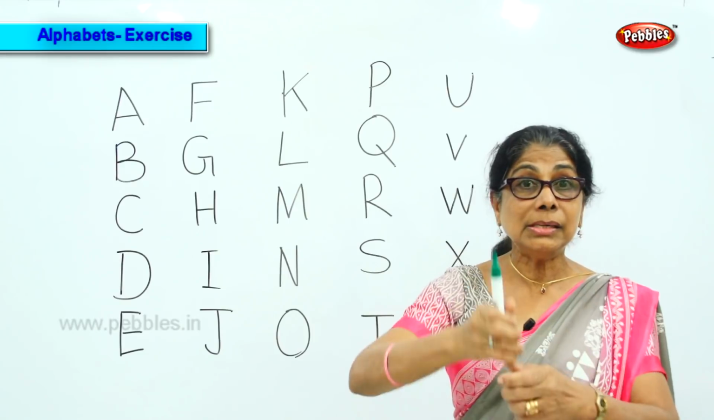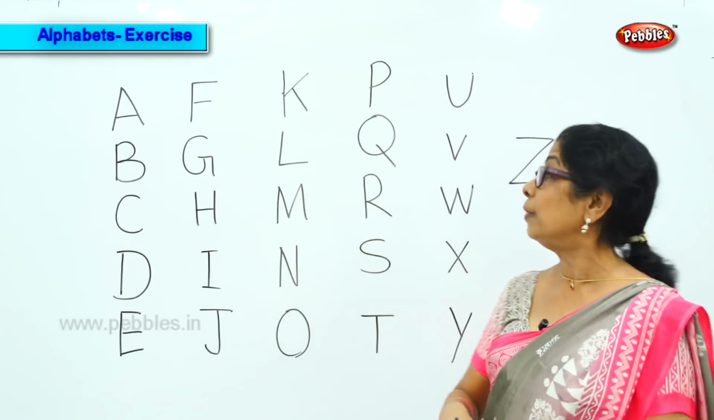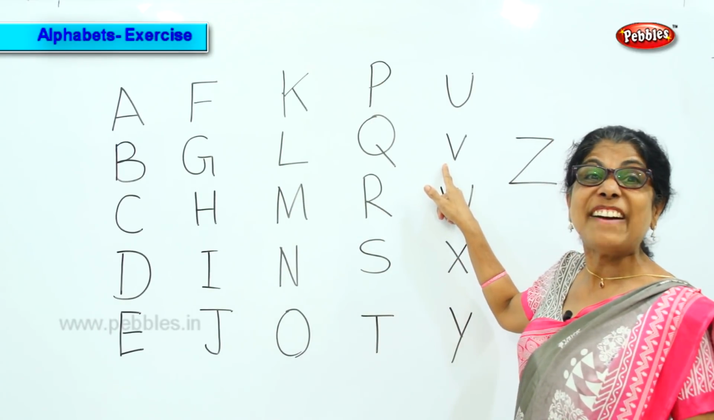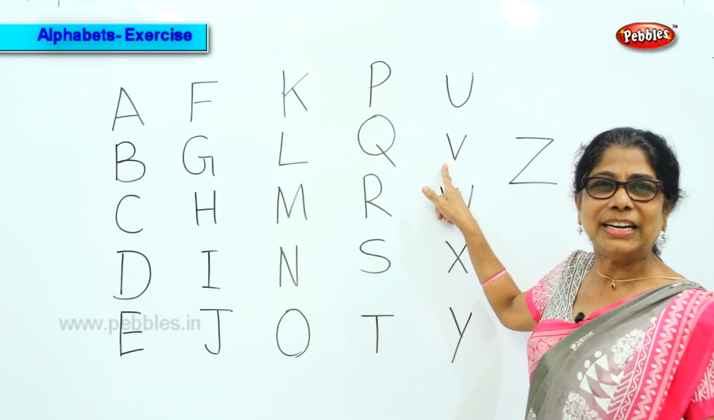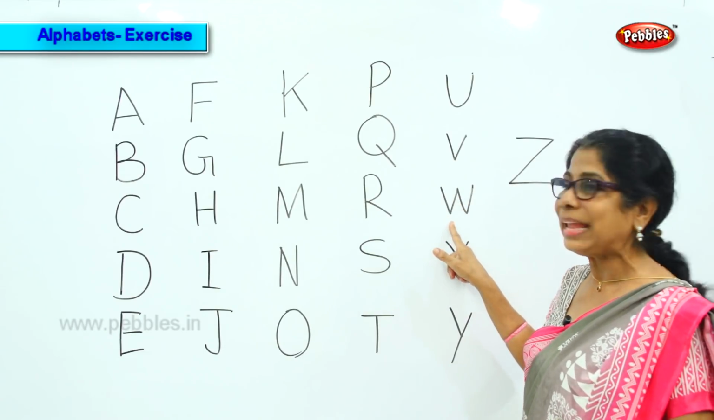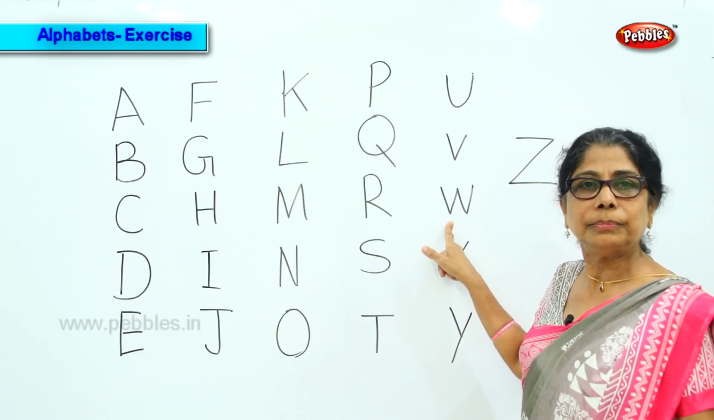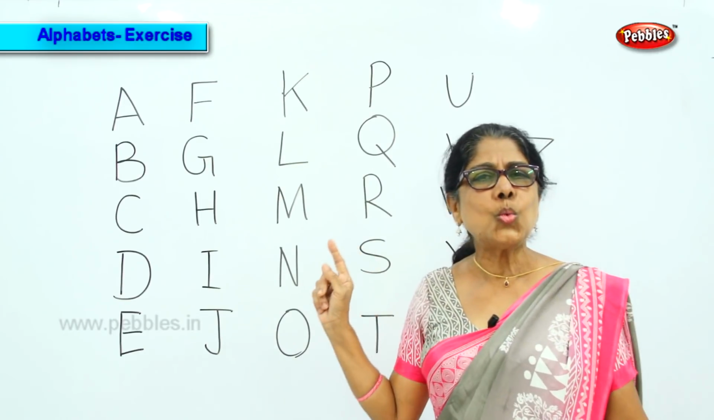Umbrella. Up goes the umbrella. Okay. V. Van. Vicky the van, no? V. Village. Van. W. The sound is W. Water. W.